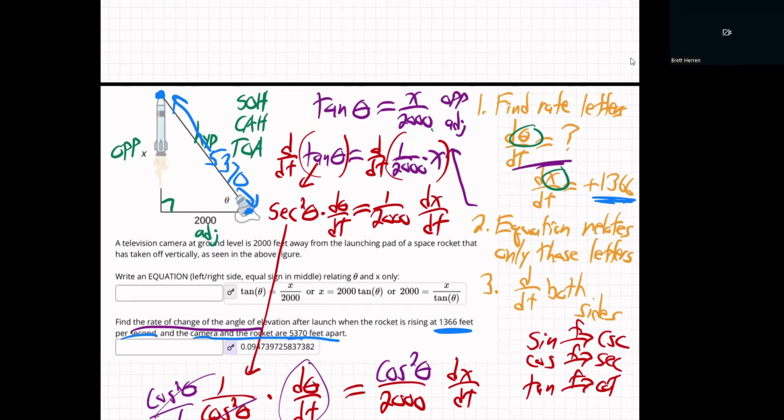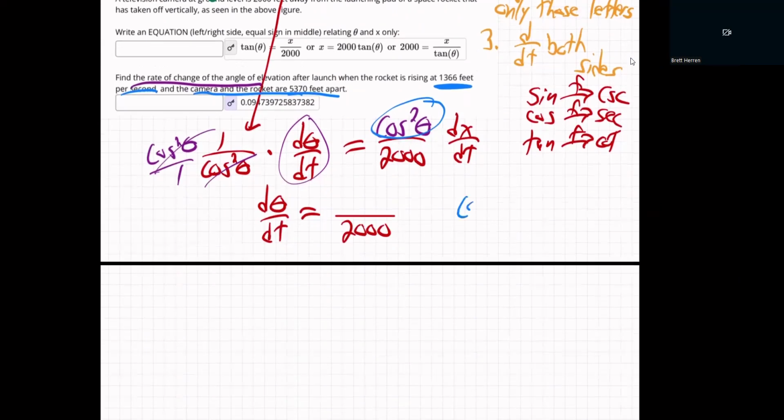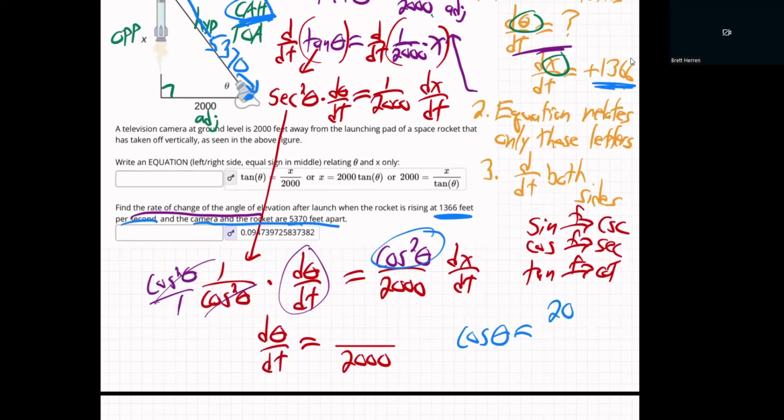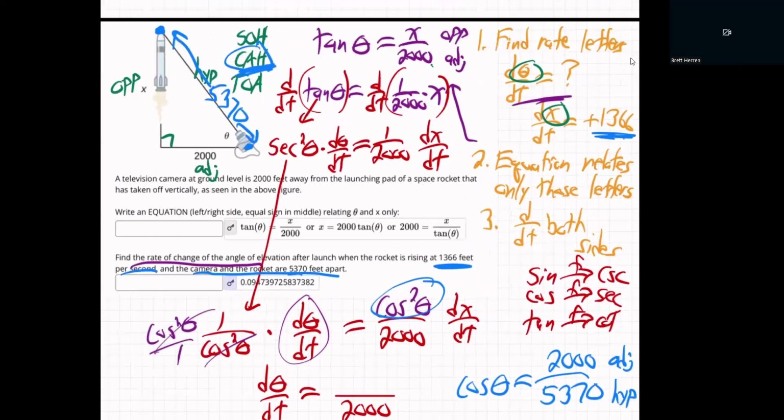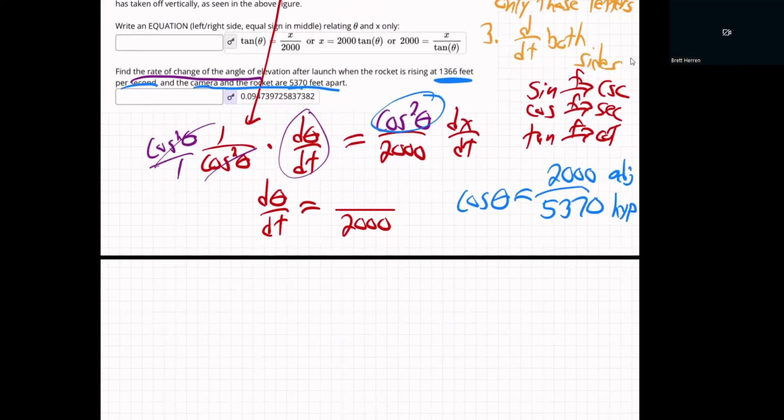Okay, so what? Well, cosine, which is what I need right here, is what? Adjacent over hypotenuse. Cosine of theta, therefore, is going to be 2000 over the hypotenuse, 5370. Adjacent over hypotenuse. Do you see that? Remember SOHCAHTOA, cosine's adjacent over hypotenuse. Adjacent I already had. They gave me the hypotenuse, 5370, right there when they told me we want to know the rate when the camera and rocket are 5370 feet apart. That's the hypotenuse. So that's cosine theta.